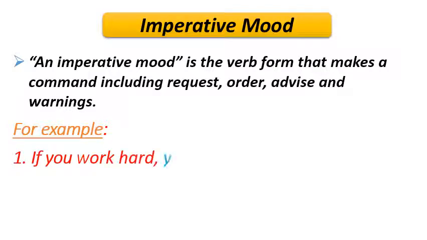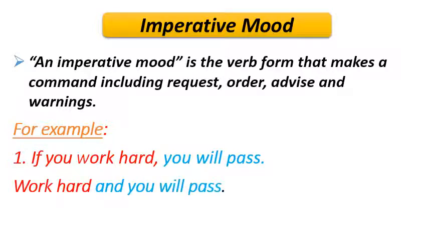Number 1, if you work hard, comma, you will pass. So here if you work hard, it is showing us condition, right? So when we have to transform this into imperative mode, then how will we transform it? We have to remove if you from the sentence and then we have to pick the main verb, that is work hard. Then we have to write down the main verb at the beginning of the sentence and then we have to join the main verb along with the rest of the clause with the help of a coordinating conjunction. So: work hard and you will pass. So this will be your imperative conditional form.